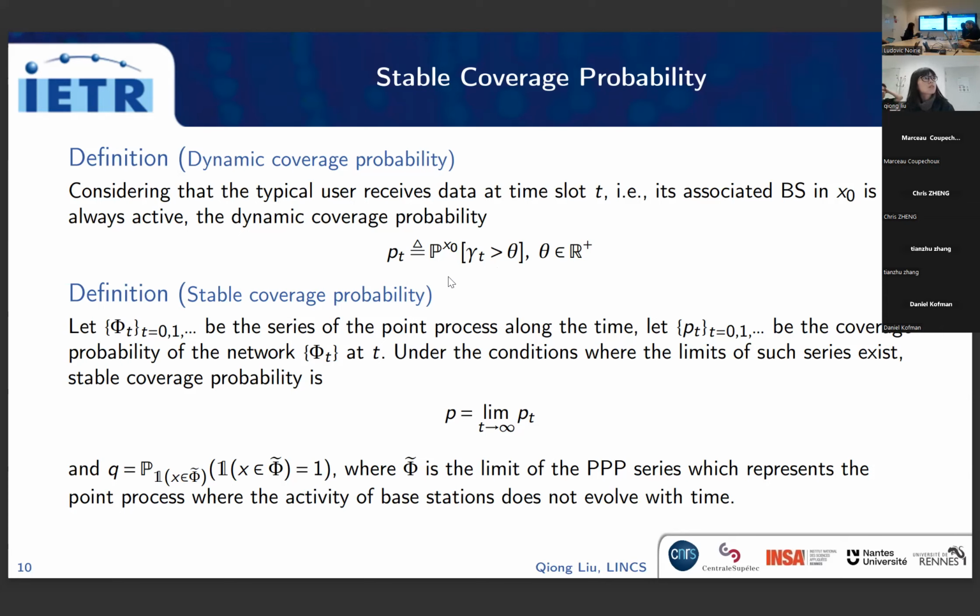The dynamic coverage probability is the probability where x zero is the position of the associated base station. We analyze the performance of the user at the origin, so this receiver's served base station is x zero. So this is a probability, and we need to assume that x zero is always active, but the other base stations' activities still depend on their queue states. Okay, and what is the difference between the dynamic coverage probability and the stable coverage probability?